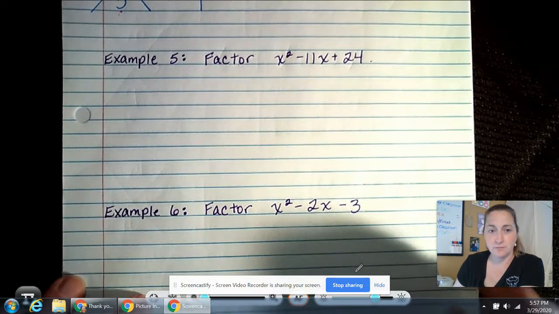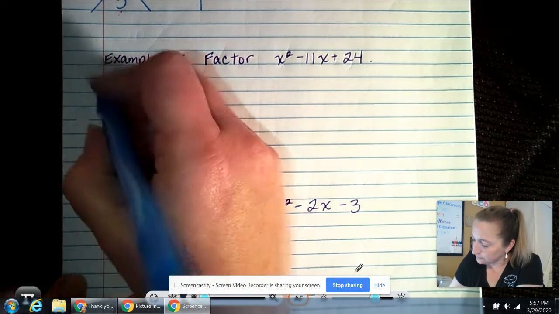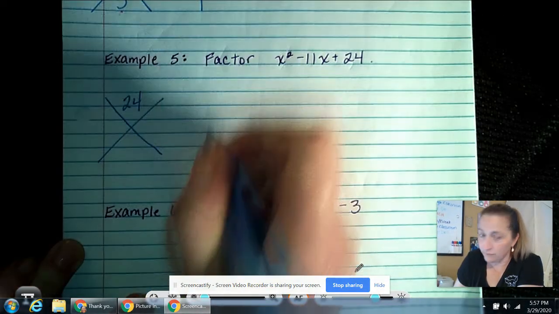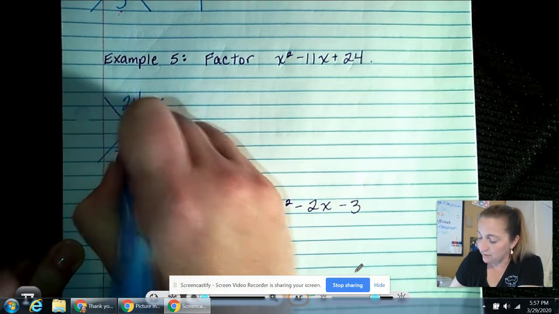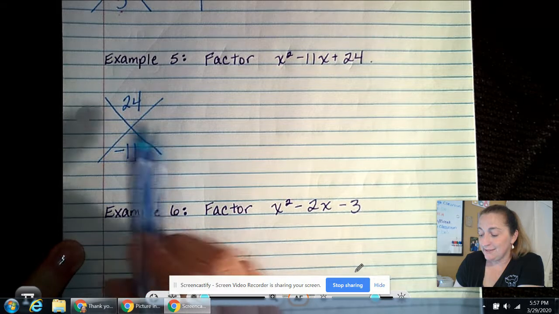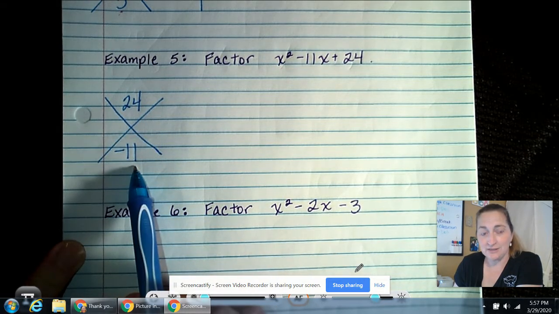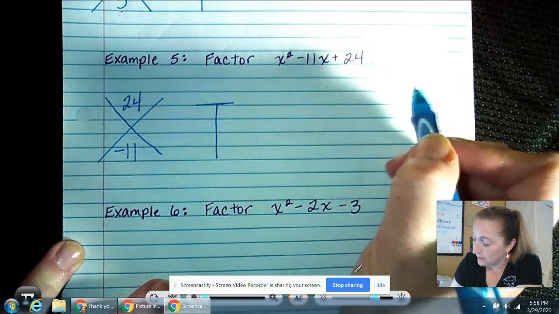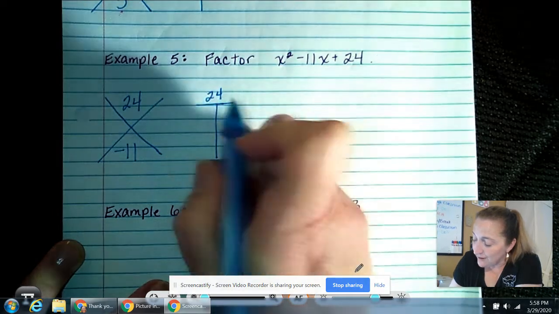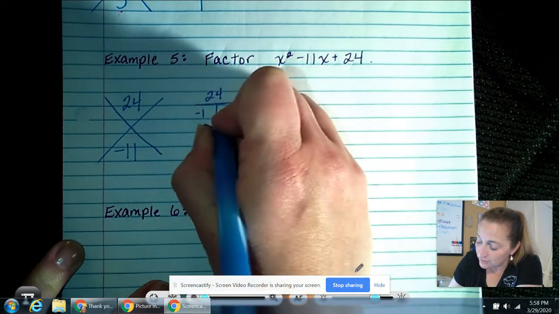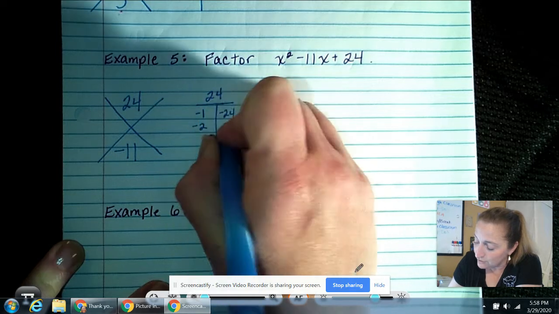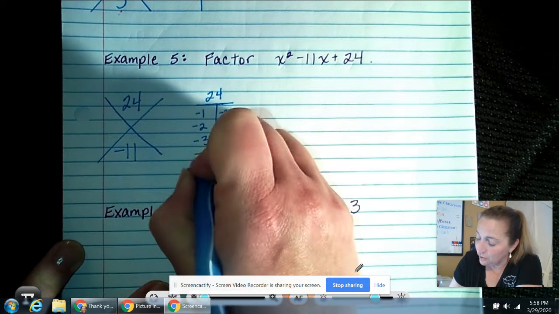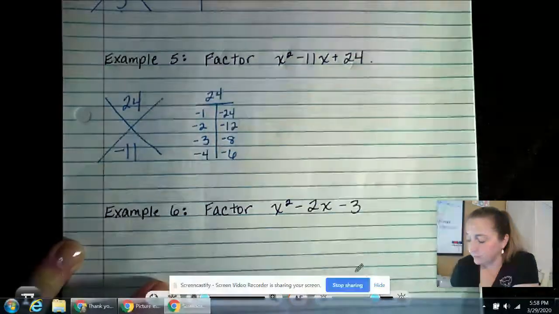Now let's go up here. Okay. So we're looking for factors of 24 with the sum of negative 11. Okay. Since my product is positive and my sum is negative, then I know that what I need is 2 negative numbers. Okay. So negative factors of 24 would be negative 1 times negative 24, negative 2 times negative 12, negative 3 times negative 8, or negative 4 times negative 6.